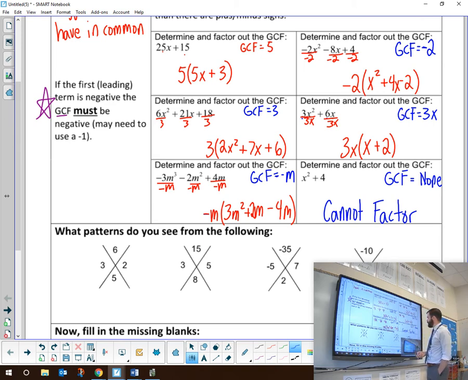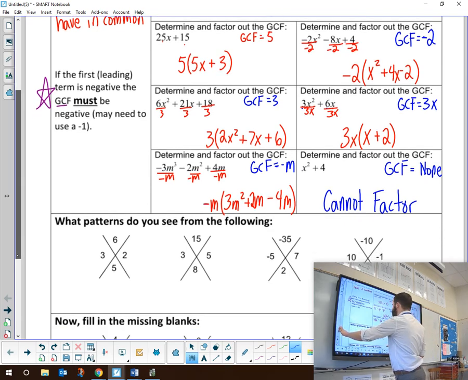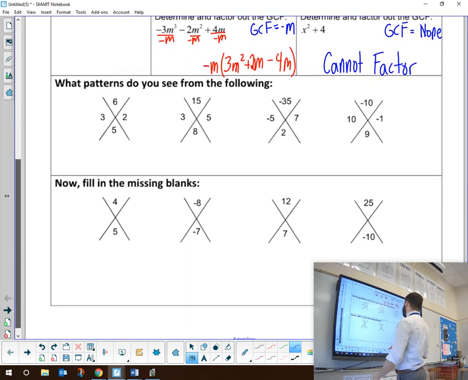Okay? All right. The next thing that we're going to do to review our skills to get us ready for all of this factoring is we're going to practice with our x's. Now, what I mean by that is we're looking at the pattern, okay? And then we're going to practice filling in that pattern for ourselves. So let's take a look here.